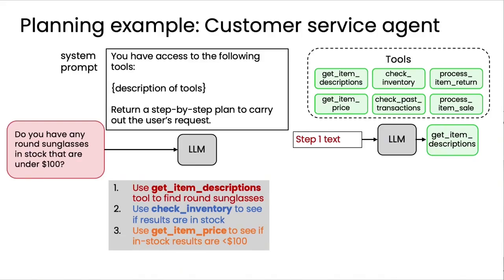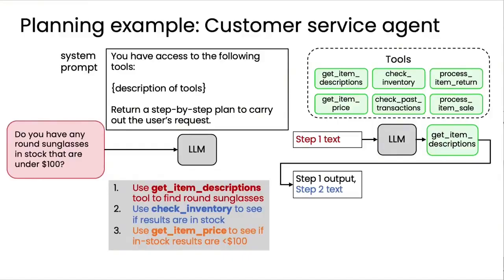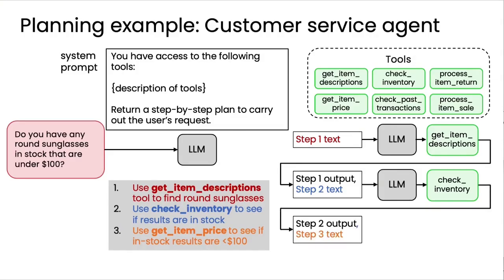And the output of that first step can let it select which are the round sunglasses, and that output of step 1 is then passed together with the step 2 instructions, that would be these instructions I have here in blue, to an LLM to then execute the second step of the plan. Hopefully, it will then take the 2 pairs of round sunglasses we found on the previous slide and check the inventory. And the output of that second step is then used in another LLM call where you have the output of the second step as well as the instructions of what to do for step 3, passed to the LLM to have it get the item price. And finally, this output is fed back to the LLM one last time to generate the final answer for the user.